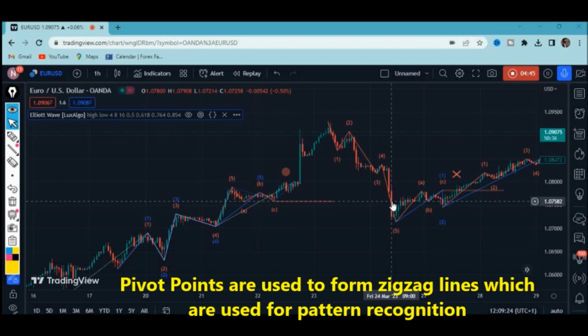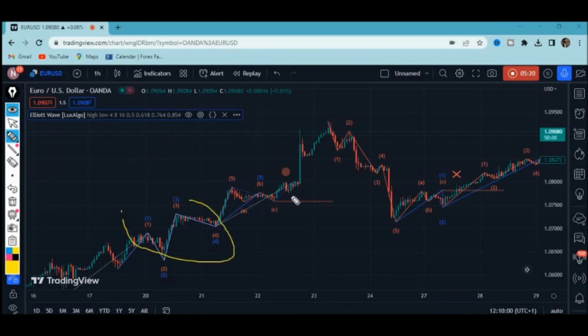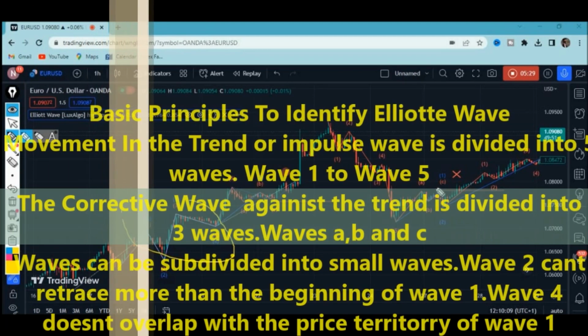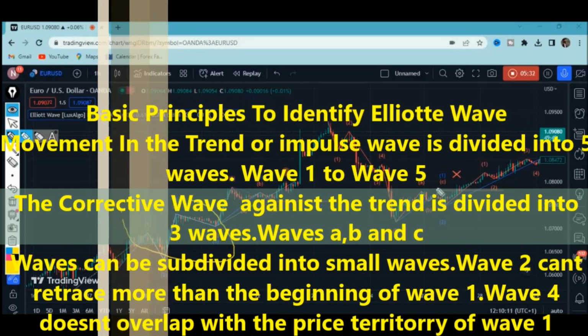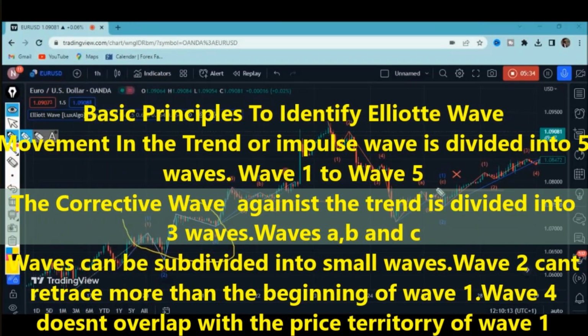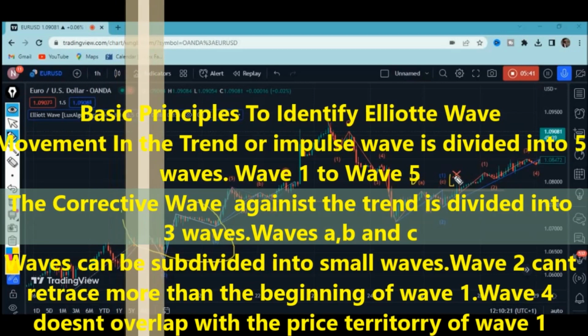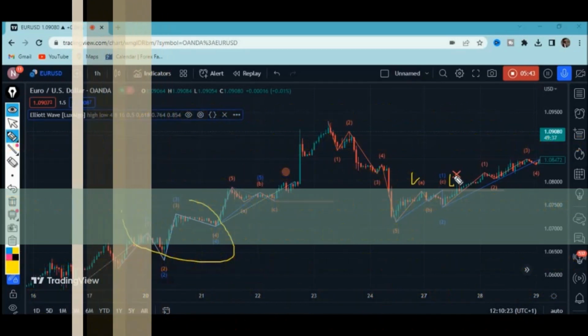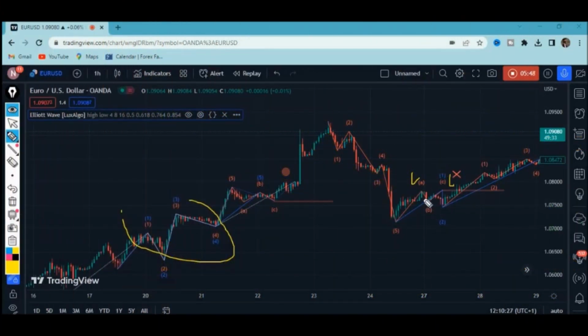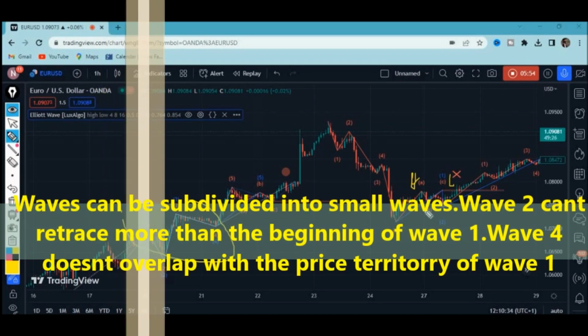Okay, the basic principles we use to identify Elliott wave impulses are: number one, the movement in the trend, or impulse wave. An impulse wave, as you can see, is divided into 5 waves, from wave number 1 to wave number 5. The corrective wave against the trend is divided into 3 waves, the ABC. So what you're supposed to understand is that the corrective wave against the trend is divided into waves, what you can probably see as A, B, and C. Okay, the waves can be subdivided into smaller waves as well.